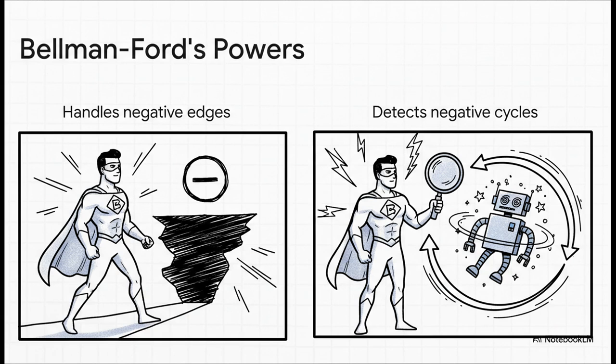You could say it has two main superpowers. First, like we've been saying, it handles negative edges like a champ, flawlessly. But its second superpower is maybe even more important. It can detect something called a negative cycle. Now, what's that? It's basically an infinite loop that would make your path shorter every single time you go around it. Think about that. Another algorithm might just get stuck in that loop forever. But Bellman-Ford is smart enough to spot the trap and call it out.